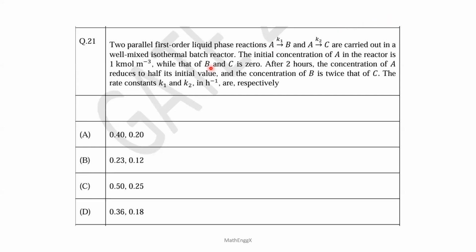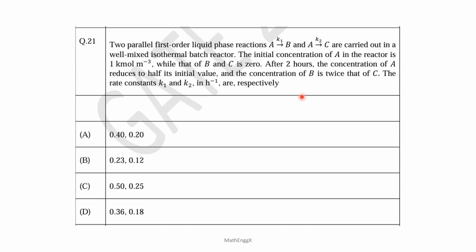Let's move on to the next question. Two parallel first order liquid phase reactions, A giving B and A giving C, are carried out in a well mixed isothermal batch reactor. The initial concentration of A in the reactor is 1 kmol per meter cube, while that of B and C is 0. After 2 hours, the concentration of A reduces to half its initial value, while the concentration of B becomes twice that of C. What are the rate constants?